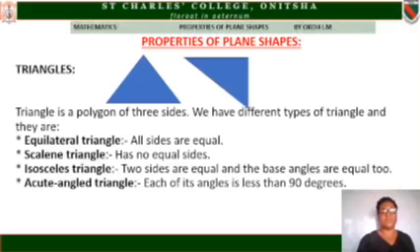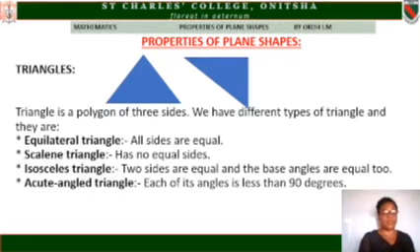Let's look at the properties of plane shapes. The first plane shape we are going to look at is the triangle. A triangle is a polygon of 3 sides. We have different types of triangle. The first one is the equilateral triangle. In an equilateral triangle, all the sides are equal. This side is equal to this side, and this side is equal to this side. The 3 sides are equal. None is greater than the other.